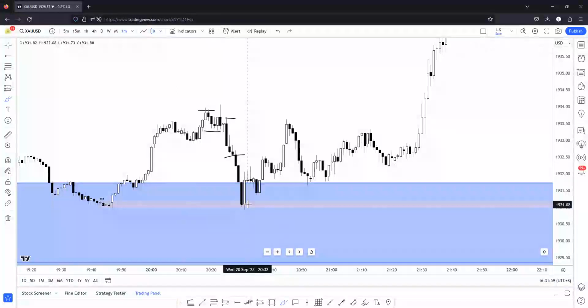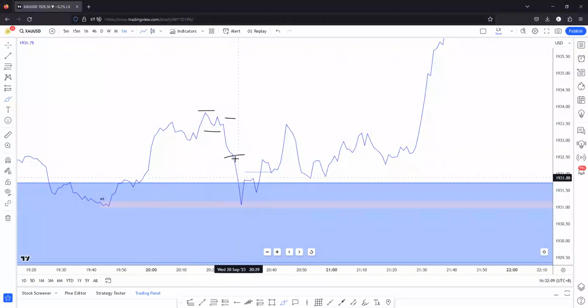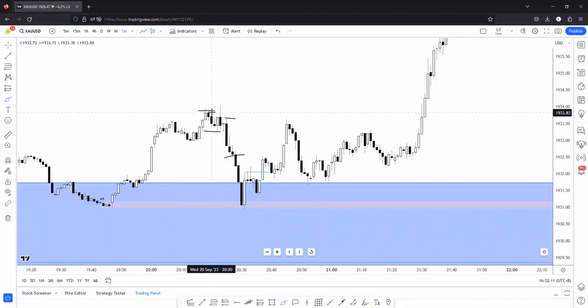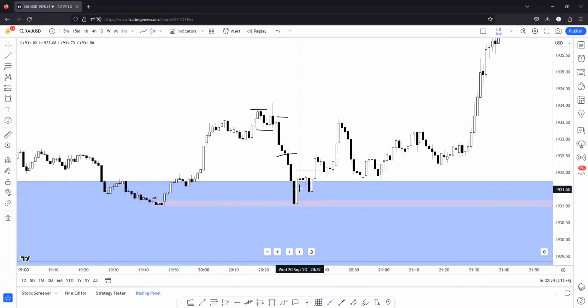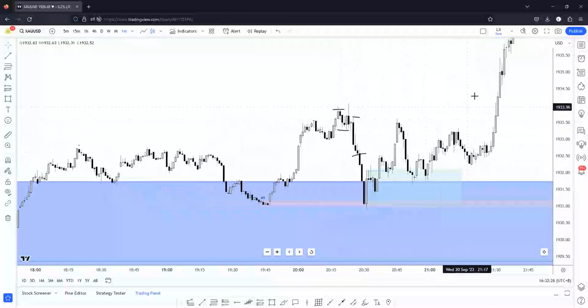It wicked slightly below previously, and then following that, there's a break and close to the upside. You can see that break and close to the upside. So the confirmation really comes in after the break and close of this candle, because this is then a rejection of the zone. So again, the same structure, lower lows and lower highs. You can see price pulled back, broke and closed to the upside. So following the break and close of this candle, it validates this as a demand area on the lower time frame.